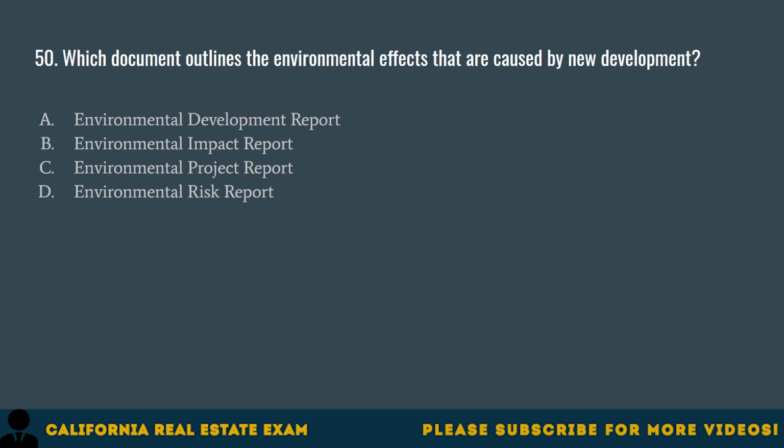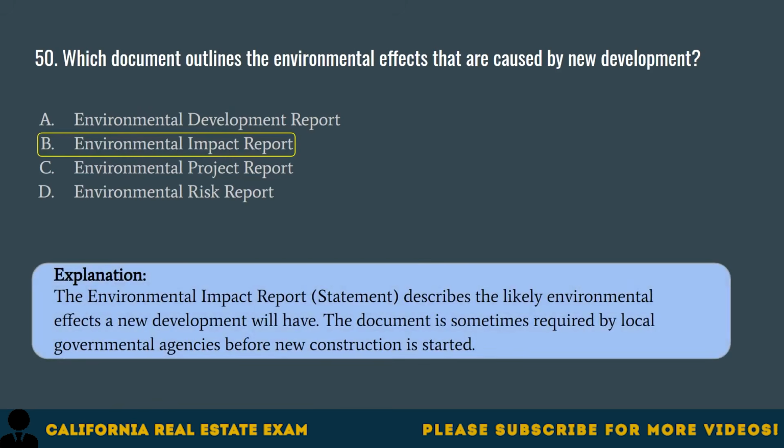Question 50. Which document outlines the environmental effects that are caused by new development? A. Environmental Development Report. B. Environmental Impact Report. C. Environmental Project Report. D. Environmental Risk Report. The correct answer is B. Environmental Impact Report. The Environmental Impact Report statement describes the likely environmental effects a new development will have. The document is sometimes required by local governmental agencies before new construction is started.